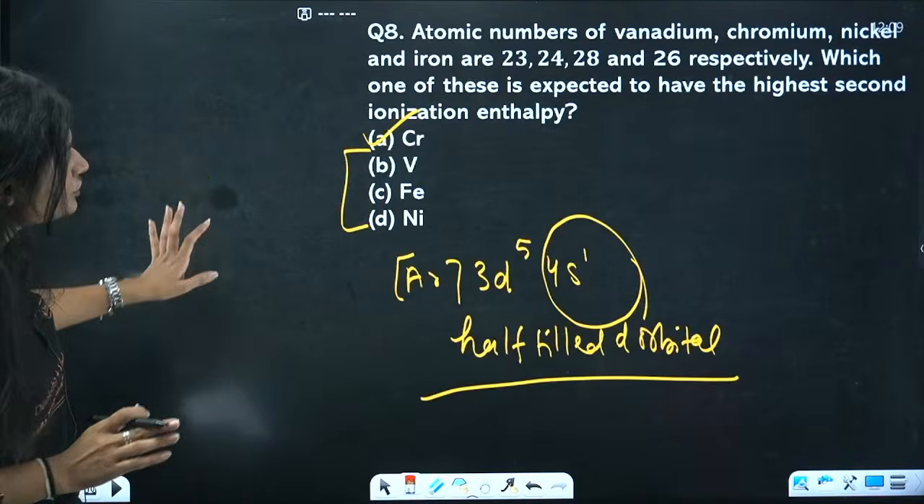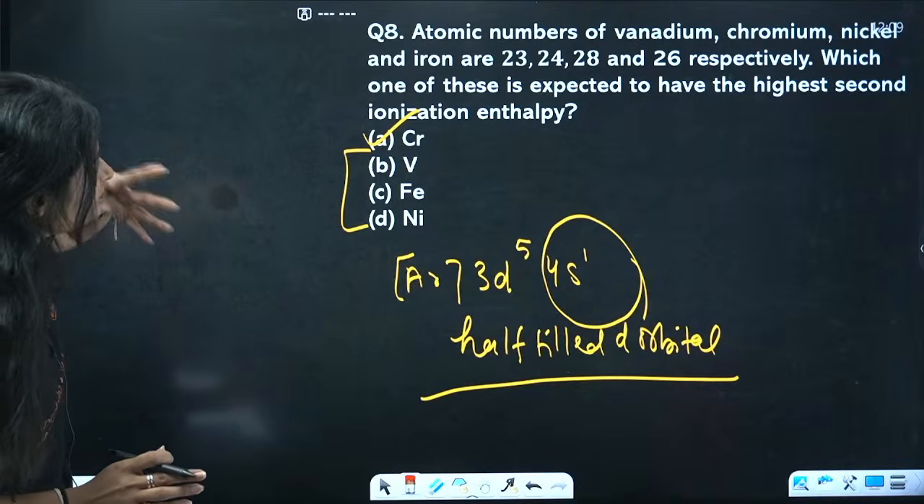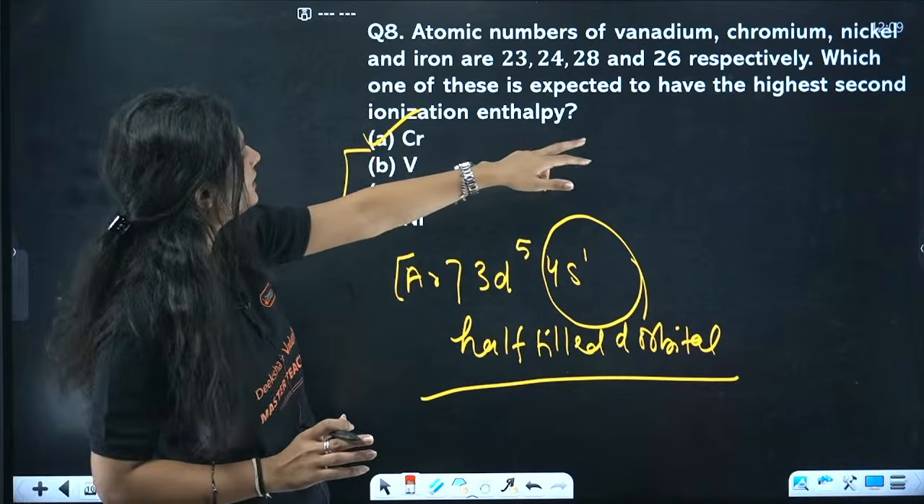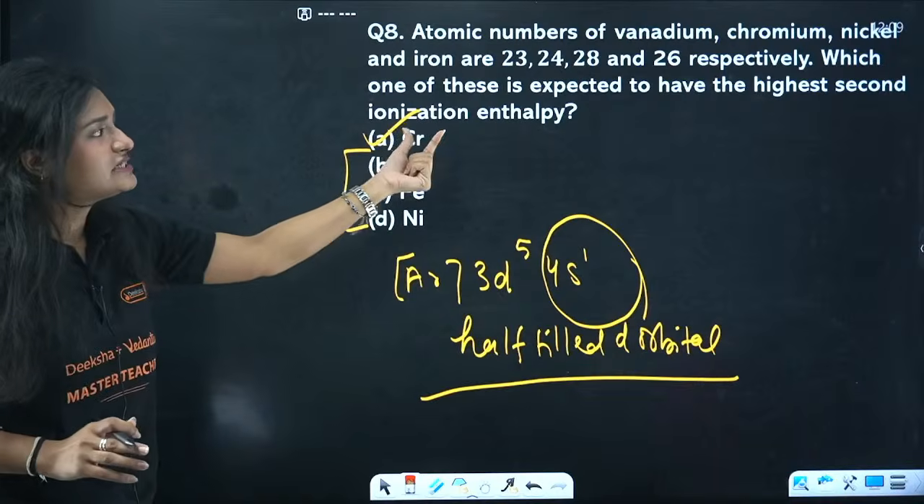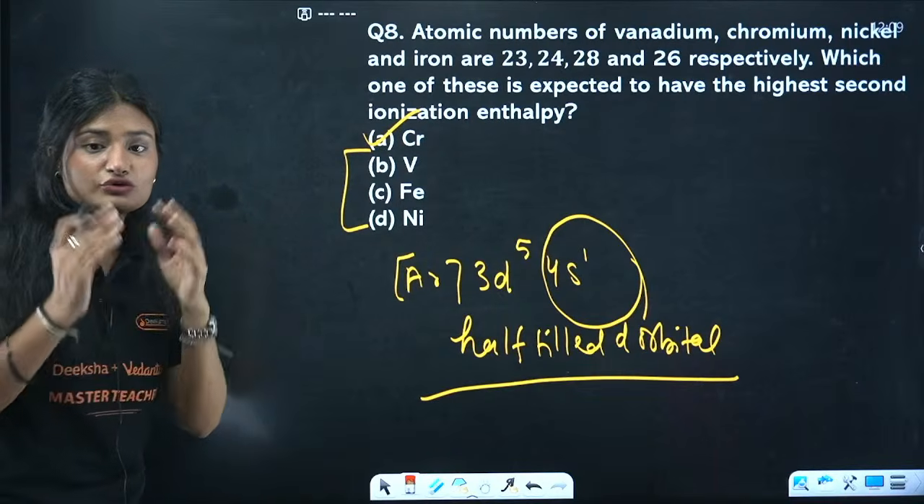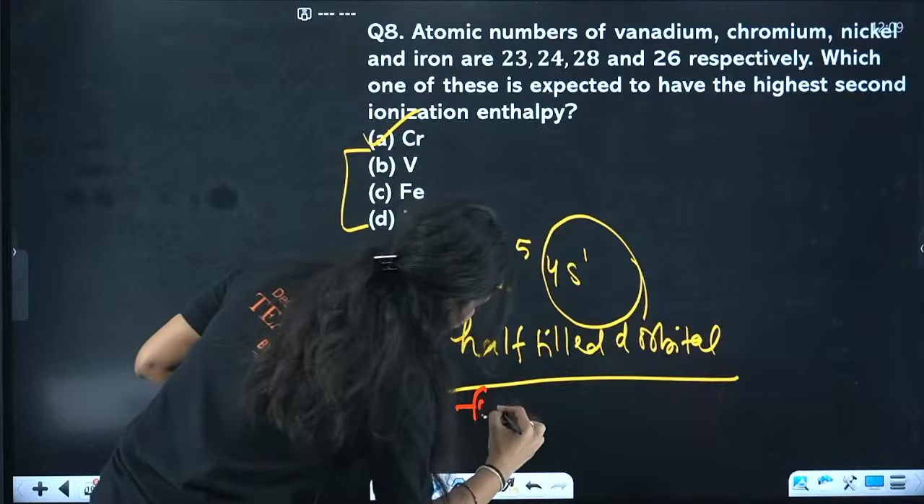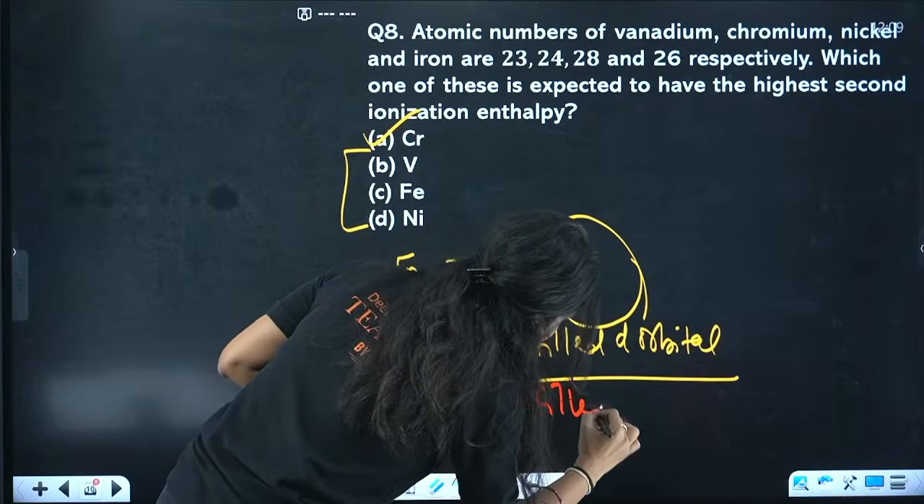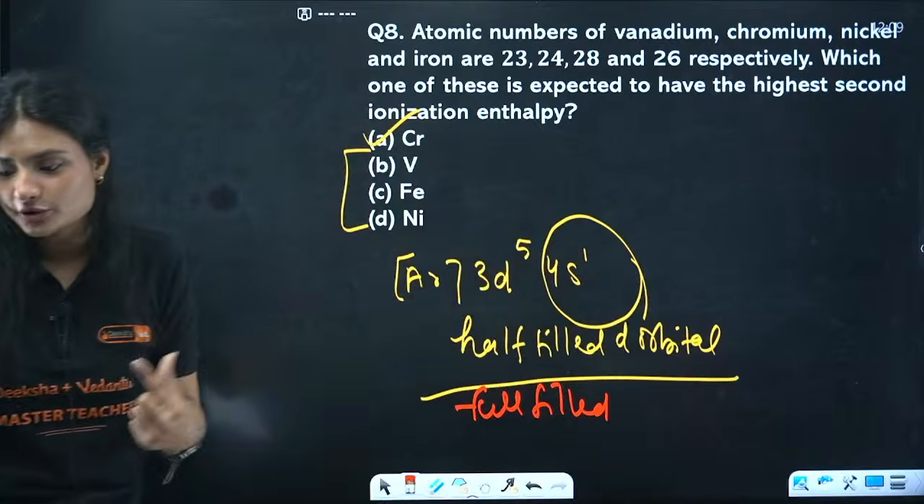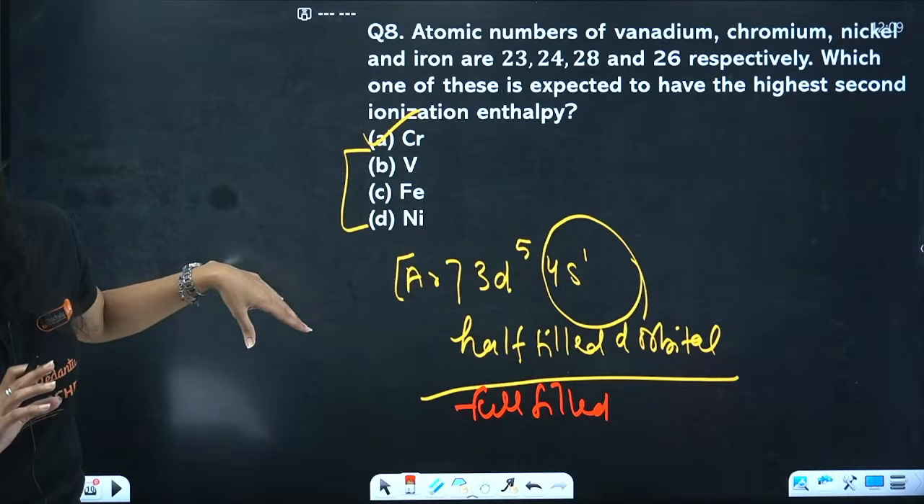So we just focus on the questions that are going to come in our exam. Highest second ionization enthalpy: the second ionization enthalpy will be highest for the one in which we are removing the electron from either a half-filled or full-filled orbital. If we are removing the electron from a half-filled or full-filled orbital, it is super easy.